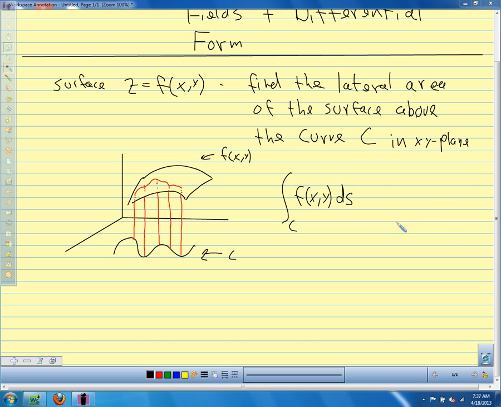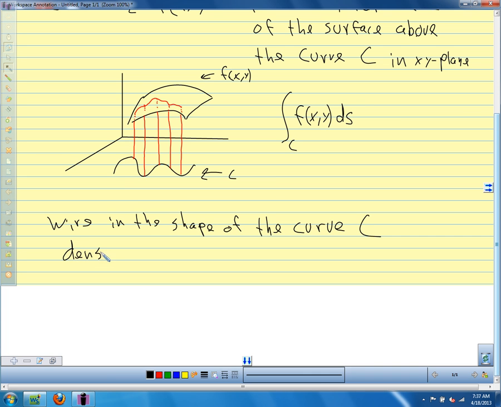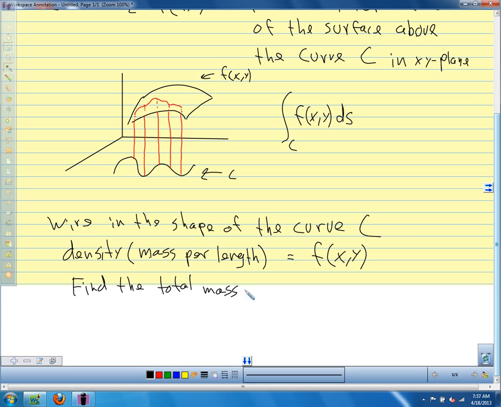All right, so my other question is, we have a wire in the shape of the curve C, and its density, mass per length, is some function of x and y. So the density varies with position. And the problem asks you to find the mass. So what is this problem asking us to do?